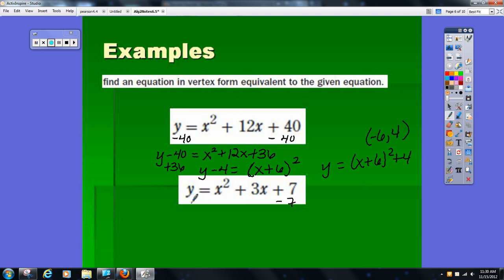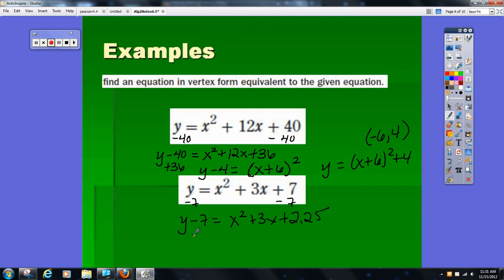Minus 7, minus 7. Y minus 7 equals x squared plus 3x. Half of 3 is 1.5. 1.5 squared is, I think, 2 1/4. Yeah.